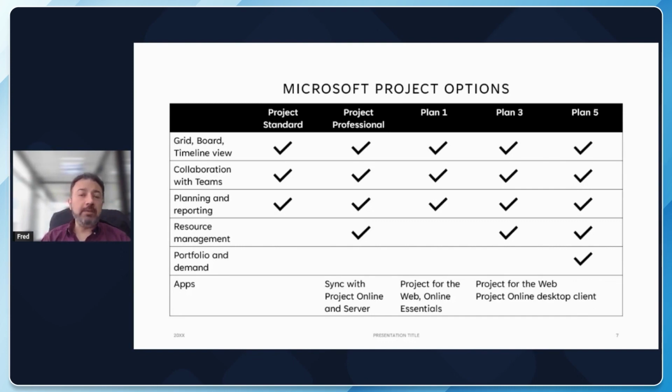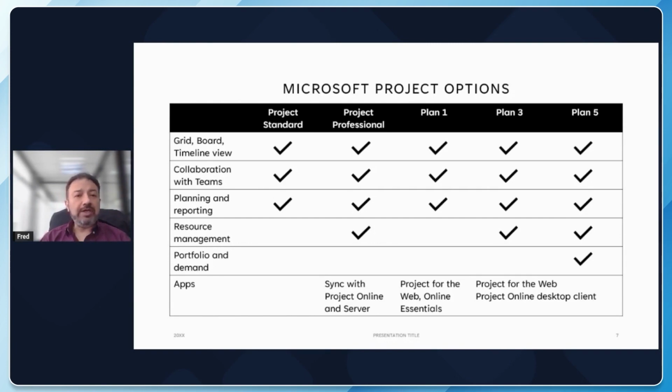As for the most common option, there are the cloud-based solutions. Microsoft now calls them Plan 1, Plan 3, and Plan 5. Depending on your specific needs, there are different options you can choose from. All of them provide the basic functionality of Microsoft Project. If you're really looking into resource management, then you need to look at the professional versions, or Plan 3 or 5. If you're looking at portfolio and demand management, definitely you have to go to the highest tier. And there are different apps that play nicer or are better integrated with each other. So there are Project for the Web, Online Essentials, and you also have the desktop client.